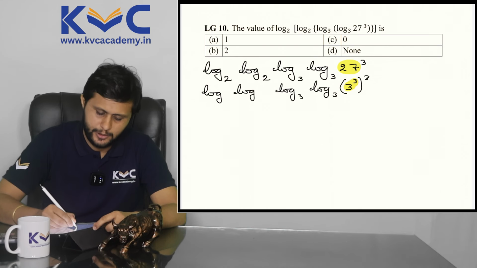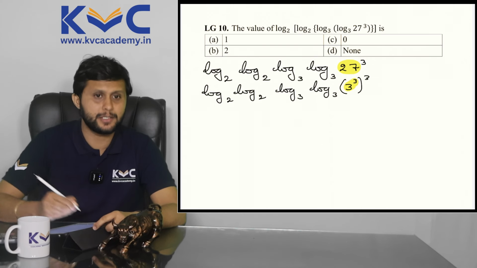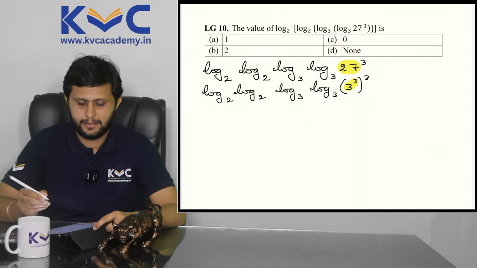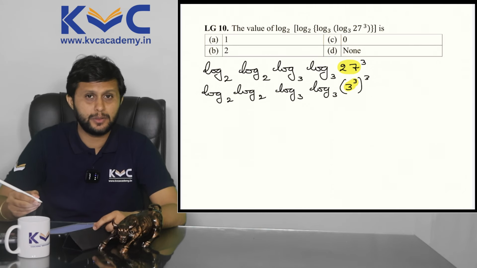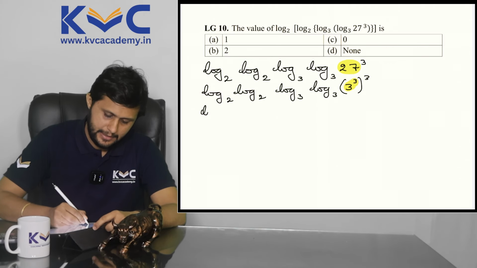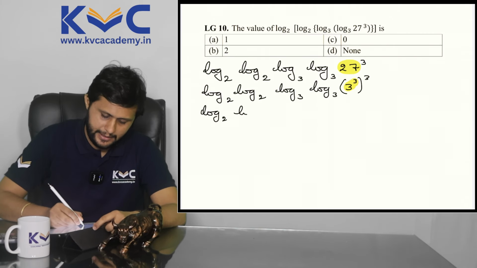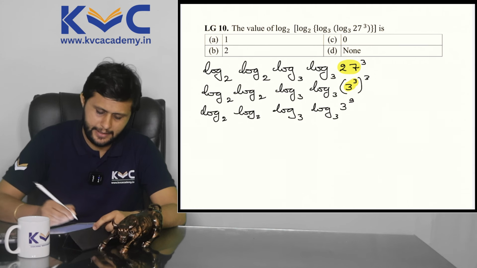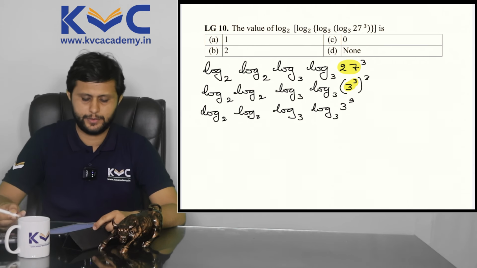Correct? To the base 3, to the base 3, to the base 2, to the base 2. Done. Now simplify that. 3 to the power 3 whole to the power 3. We have learned this in indices. That is 3 to the power 9. We'll write that. Log of 3 to the power 9, remaining everything again back to what it was.